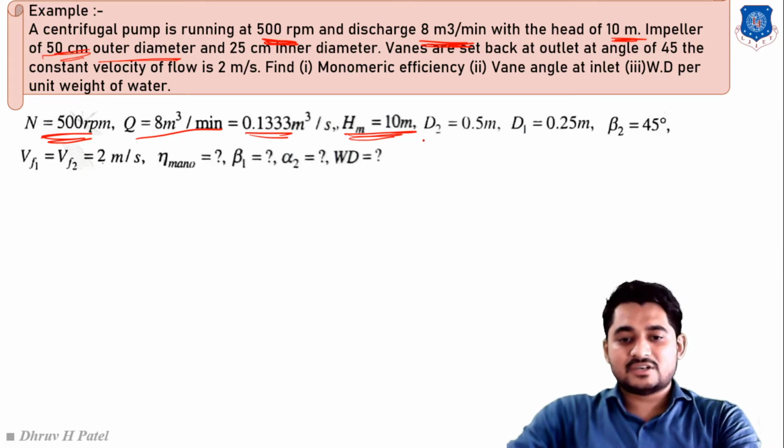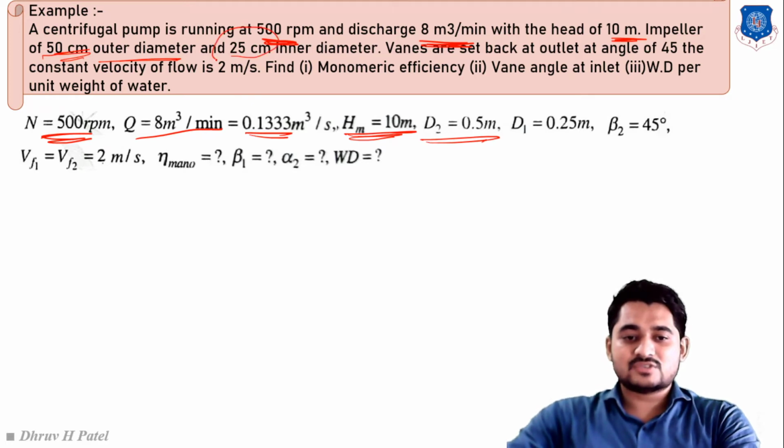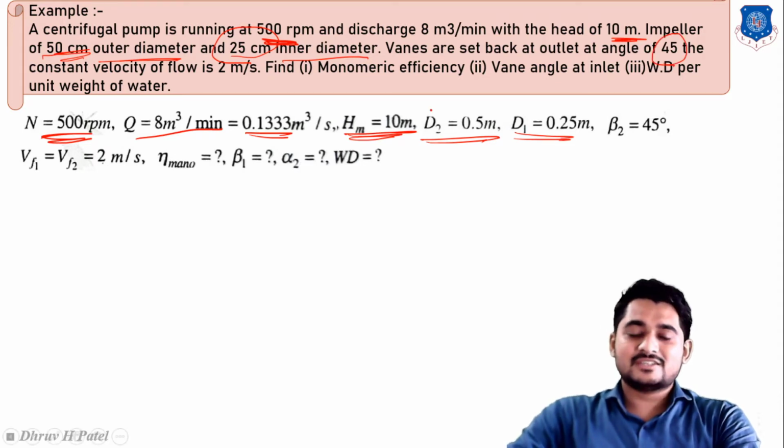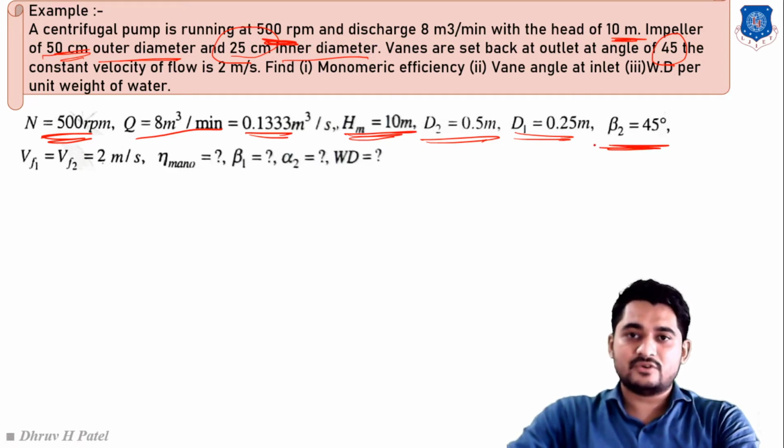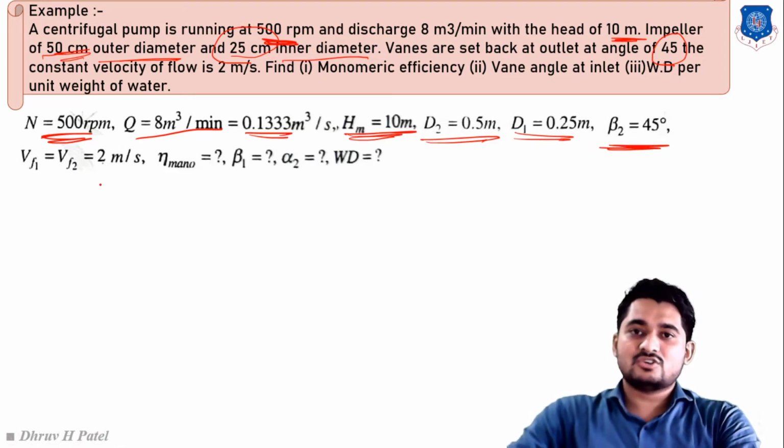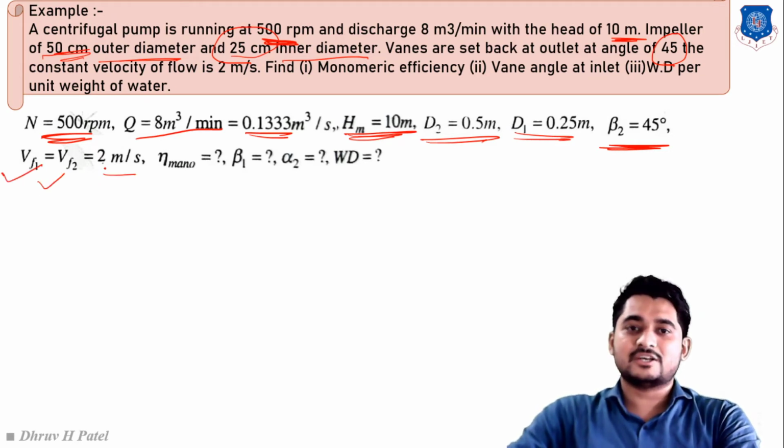The impeller has a 50 centimeter outer diameter, so outer diameter D2 is 50 centimeter, 0.5 meter, and 25 centimeter inner diameter, that means D1 is equal to 0.25 meter. Vanes are set back at outlet at an angle of 45 degree with a constant velocity of flow. So outlet angle beta 2 is 45 degree, and Vf1 is equal to Vf2 is equal to 2 meter per second. Find the manometric efficiency.